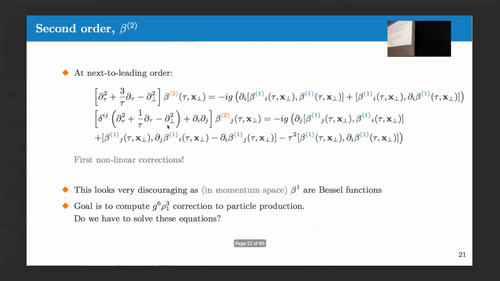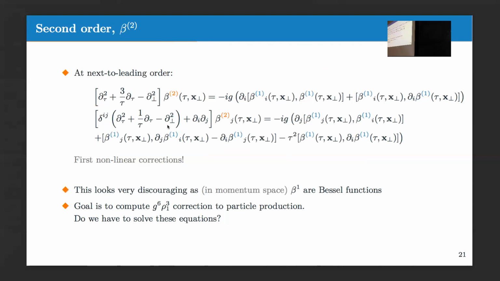Okay, and at next-to-leading order, this is the ugliness, which includes the non-linear terms. Now it's quadratic in beta 1. On the right-hand side, you have non-linearities in the leading order field, and on the left-hand side, you have the perturbation. That's right. So in principle, if you want to really solve for beta 2, you have to solve these equations, and it's ugly. It's possible, but it's just too much.